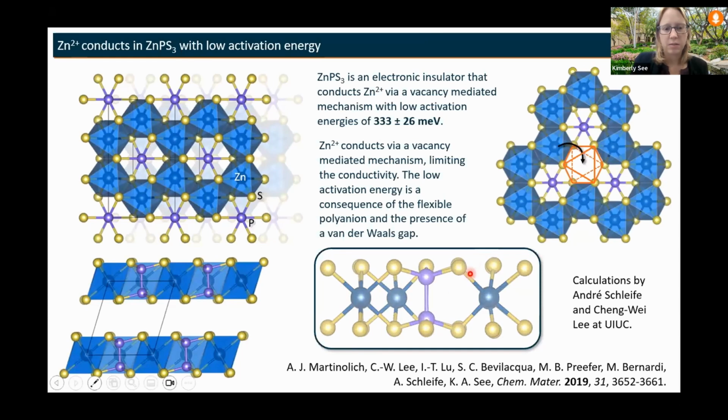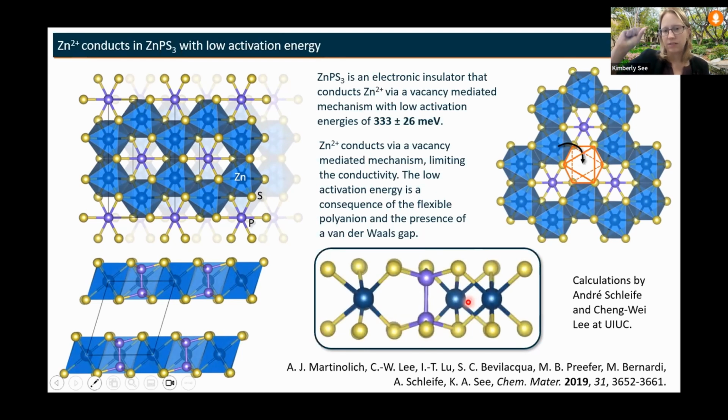So as zinc moves through the material, there's a flex of that P2S6 polyanion. It's basically an extension of the phosphorus-sulfur bond. And that sulfur basically impinges into the van der Waals gap where there's minimal electron density. And so the energy penalty associated with that is low. Unfortunately, the fact that it's a vacancy mediated mechanism means that we're limited by the concentration of vacancies in the material. And so in this case, we only have entropic vacancies, so the conductivity is very low.